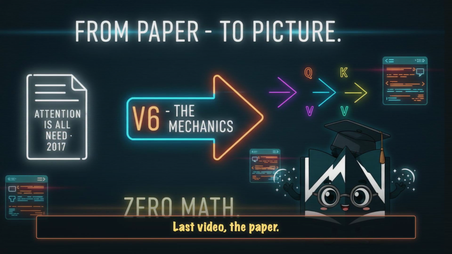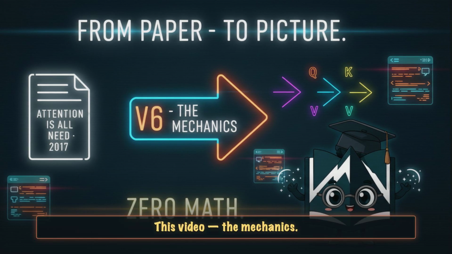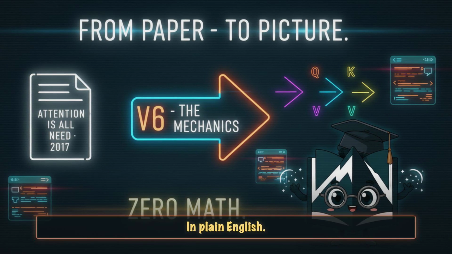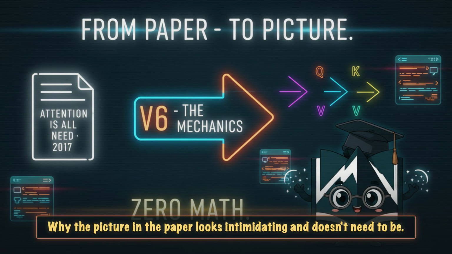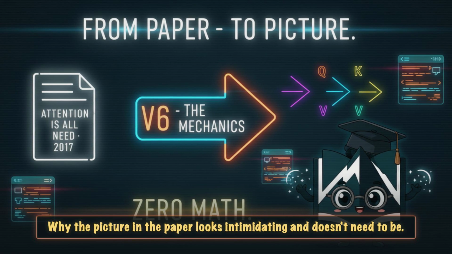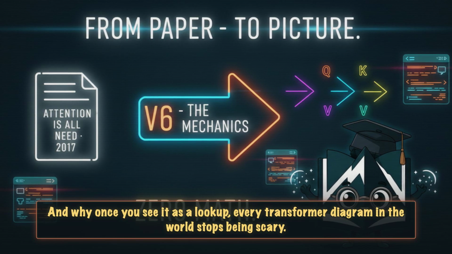Last video, the paper. Attention is all you need. The historical story. This video, the mechanics. In plain English, what queries, keys, and values actually mean. Why the picture in the paper looks intimidating and doesn't need to be. And why once you see it as a lookup, every transformer diagram in the world stops being scary.